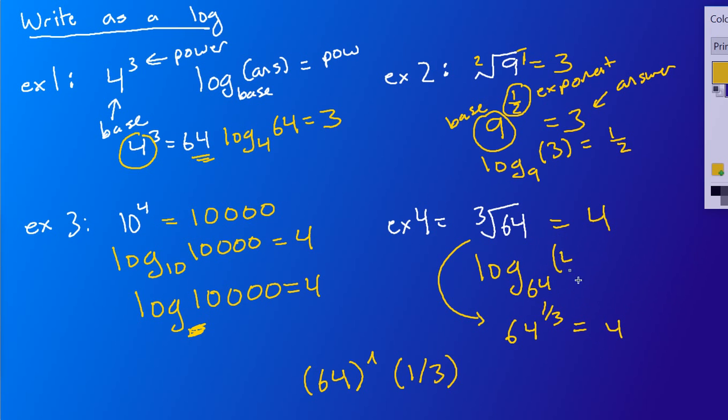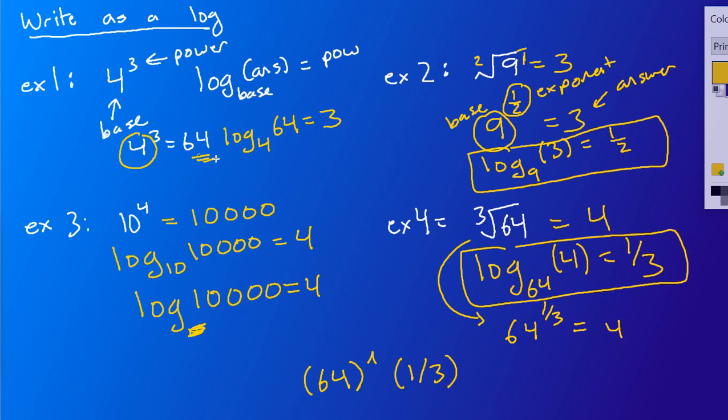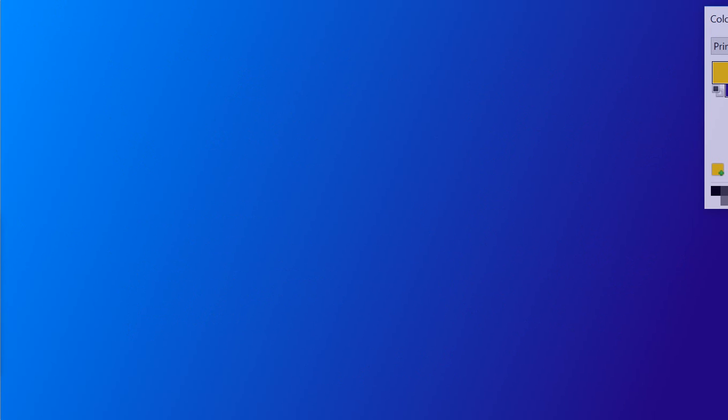My answer was log base 64 of 4 equals 1/3. And now I've written that in logarithmic form. So each of these were our answers for this question because I've changed an exponential into a log. Let's take a look at the next way.